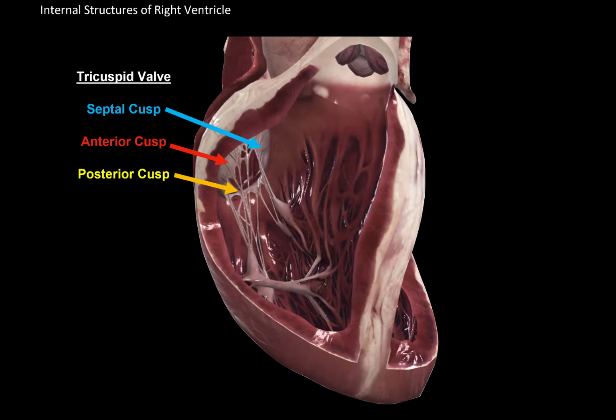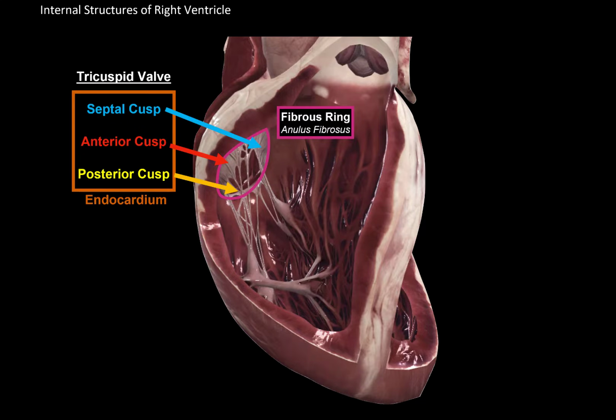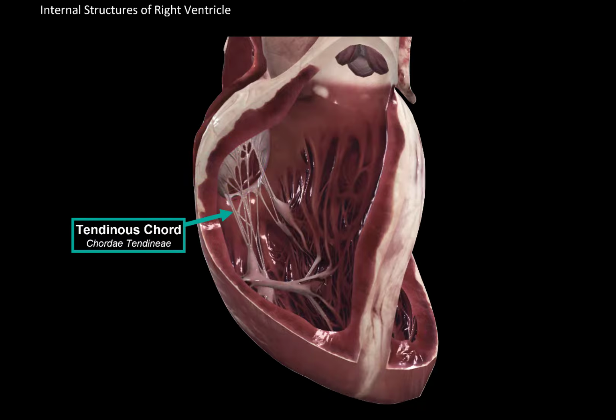These cusps, including all other cusps, are formed by a double layer of endocardium. And we'll talk about that in the next video, but keep that in mind. The opening is also surrounded by a fibrous ring that supports the valves and functions as an attachment point for these 3 cusps. So each cusp has 3 margins. One margin of each cusp is attached to the fibrous ring, and the other 2 margins are attached to the tendinous cords, which are cords of fibers that attach the cusps to the papillary muscles, which control the valve's opening and closure.